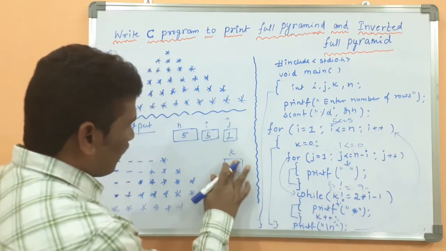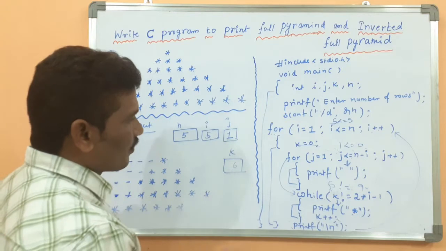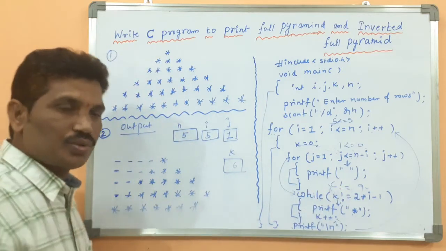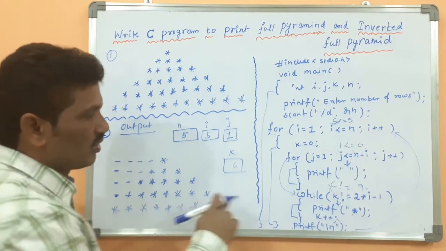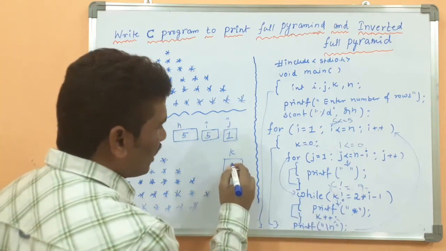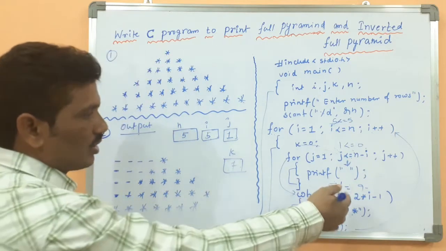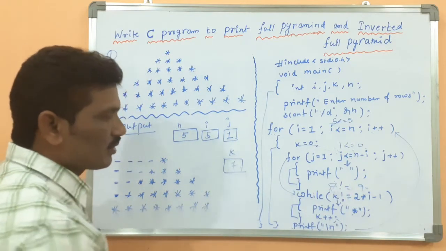Again after that k value is incremented by 1, k value becomes 6. Here, 6 less than or equal to 9. Condition is true. Another star should be displayed over here. The k value is incremented by 1. K value becomes 7. 7 not equal to 9. Condition is true. Then another star should be displayed here.